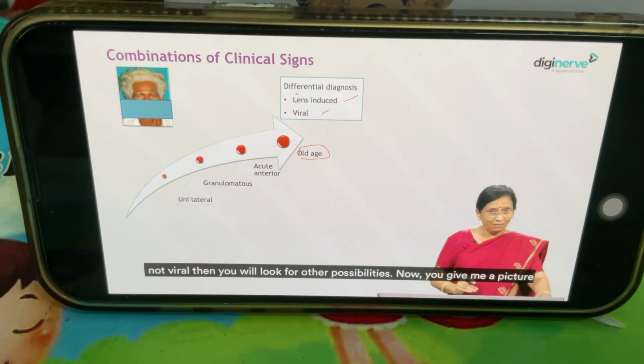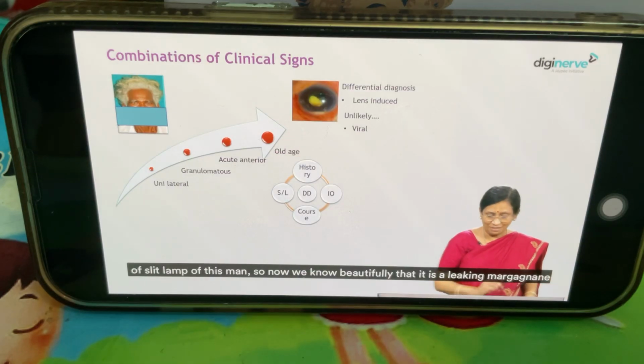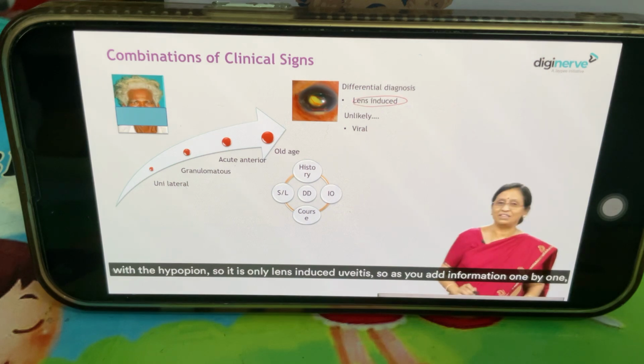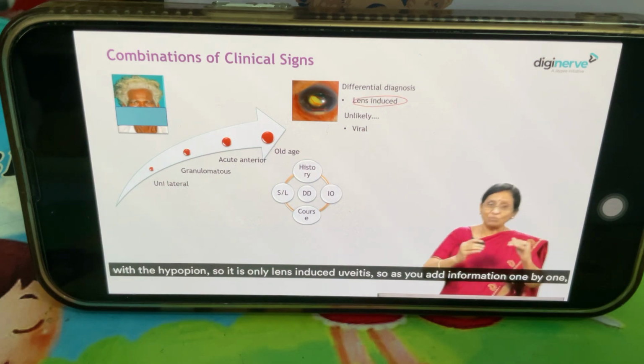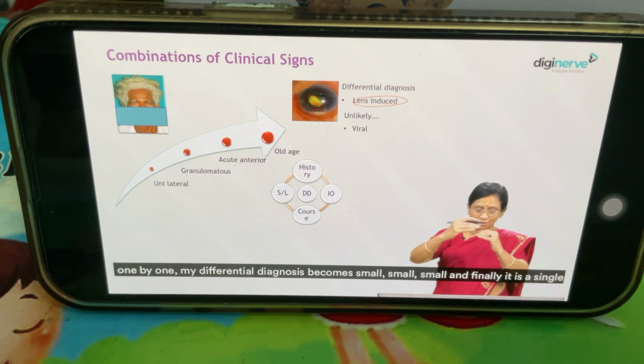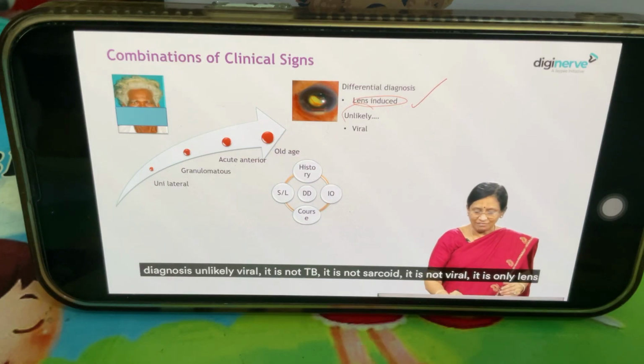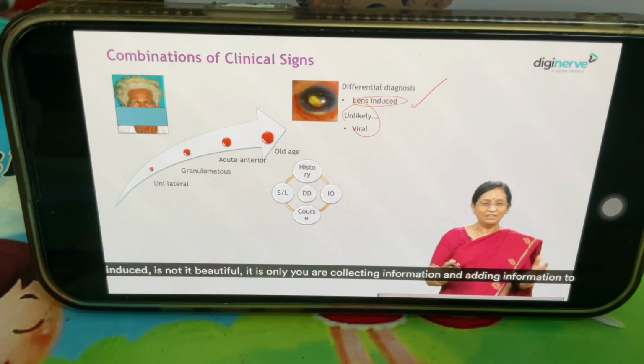Now you give me a picture of slit lamp of this man. So now we know beautifully that it is a leaking Morgagnian cataract with hypopyon, so it is only lens-induced uveitis. So as you add information one by one, my differential diagnosis becomes small, and finally it is a single diagnosis. Unlikely viral. It is not TB, it is not sarcoid, it is not viral, it is only lens-induced. Isn't it beautiful? You are just collecting information and adding information to the list.